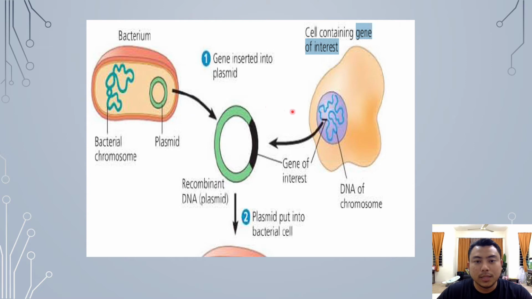We're going to take the gene of interest from the cell that contains it. For example, if we want to have human insulin, we're going to take that part of the gene from a human cell.